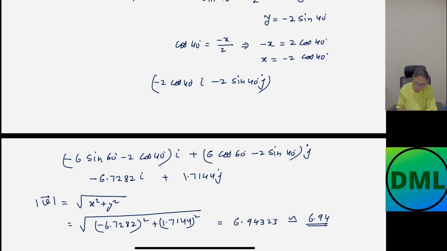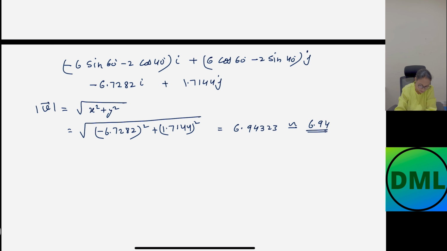I need to calculate the bearing of that vector v. Bearing is given by the angle theta, which we could figure out by tan theta. Tan theta is given by y over x. Let's write down the value for y. Y is equal to 1.7144 over x, which is minus 6.7282. If you calculate that, your answer will be equal to negative 0.254811.